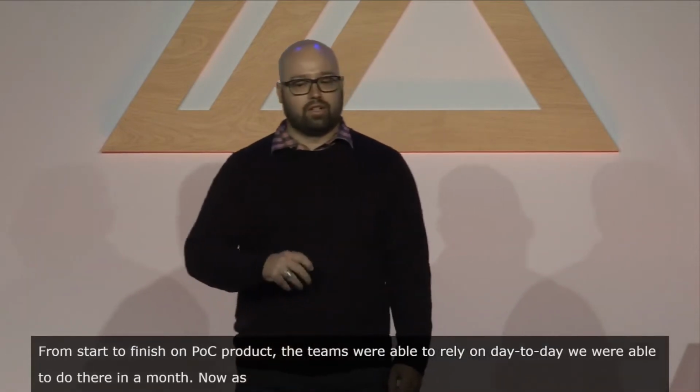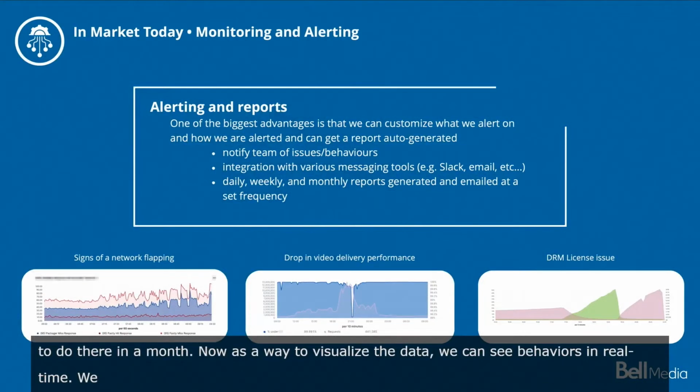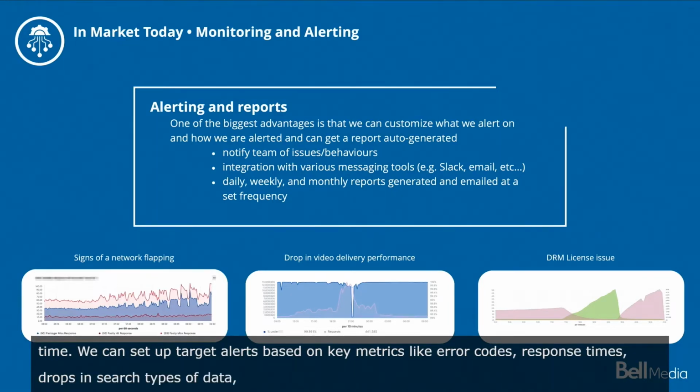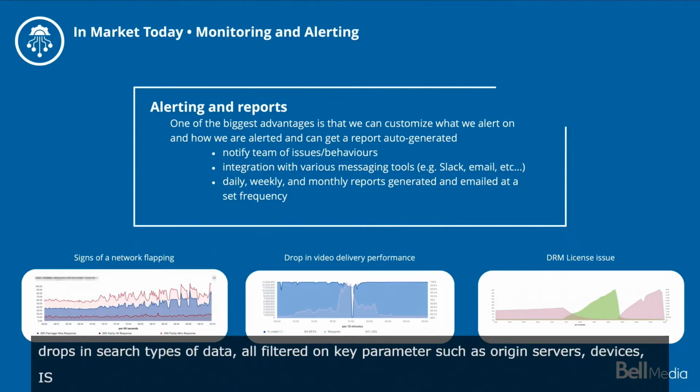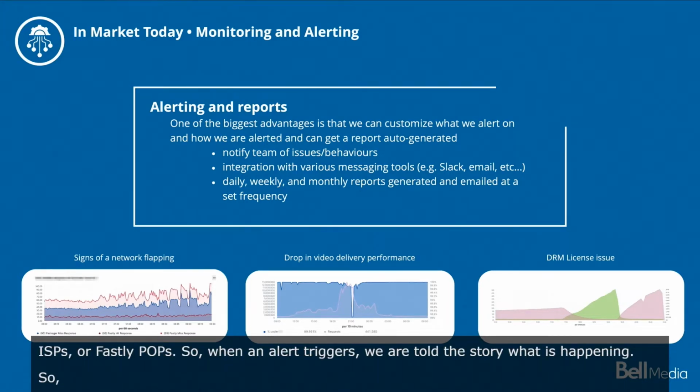So now with a way to visualize the data, we can see behaviors in real time. We can set up targeted alerts based on key metrics like error codes, response times, and drops in certain types of data, all of which can be filtered on key parameters such as origin servers, devices, ISPs, or Fastly POPs. So when an alert triggers, we are told a story of what is happening. We can identify issues such as network flaps between an origin server and a Fastly POP.